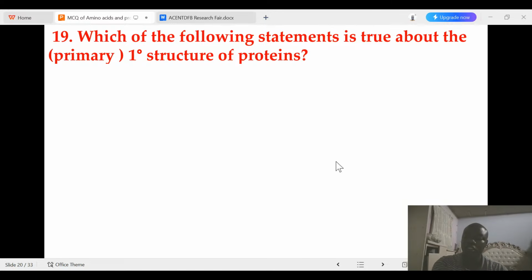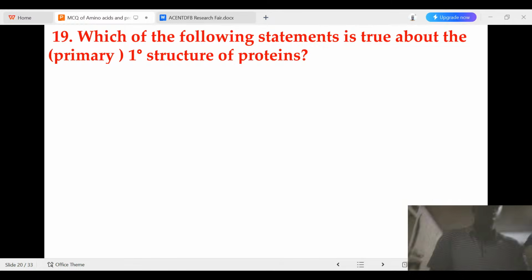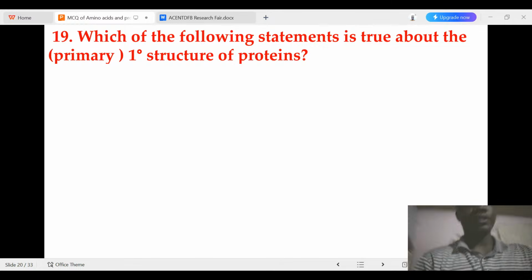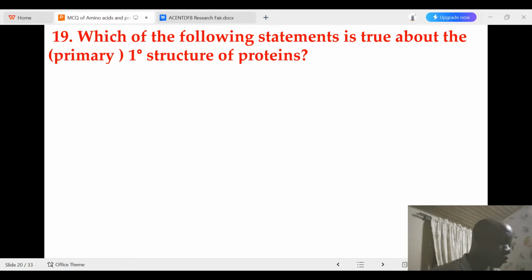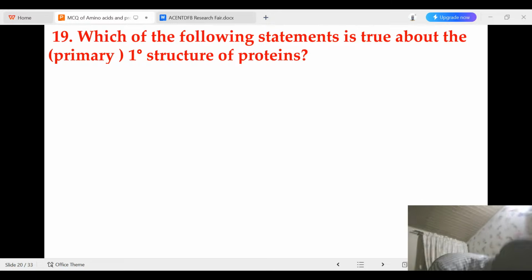I'm waiting for the answer. I need an answer to the question. Sorry, I said someone should actually tell me what the levels of protein structure are. What are the four levels of protein structure?